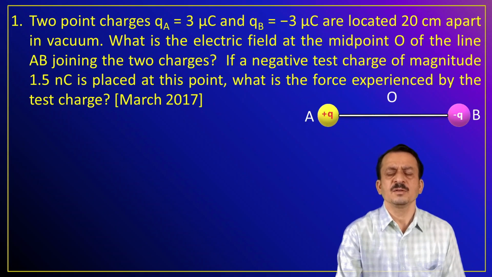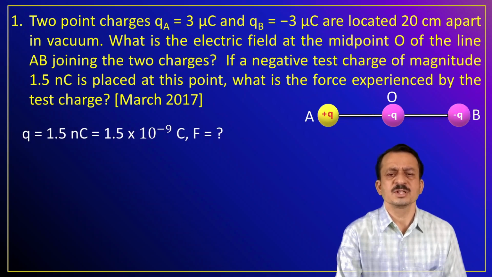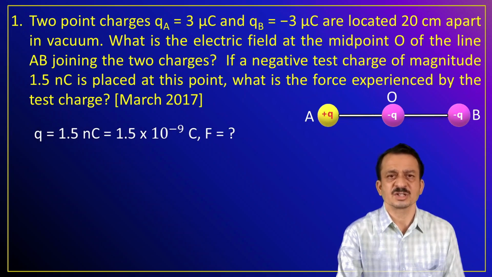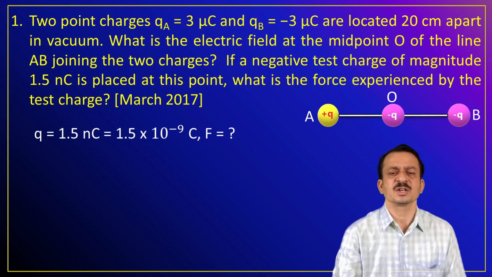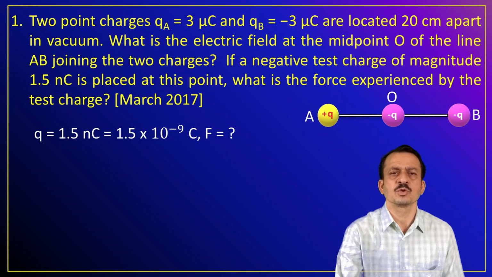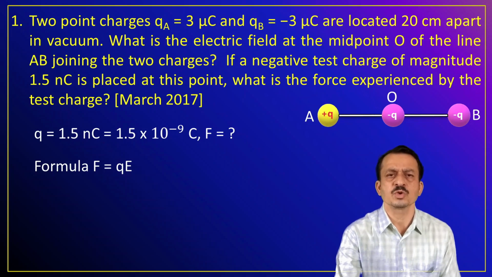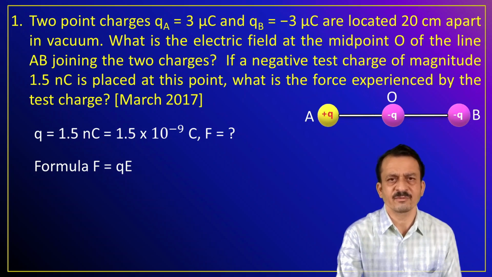Now the next part, if I place a charge, we are placing a negative charge at the point O. Now, what is the force that is going to be experienced by that test charge? We are placing a negative test charge at O, the midpoint. Now it is going to experience some force. That force is calculated by using the relation F is equal to Q into E. That gives the magnitude of the force: charge multiplied by the net electric field at that point.